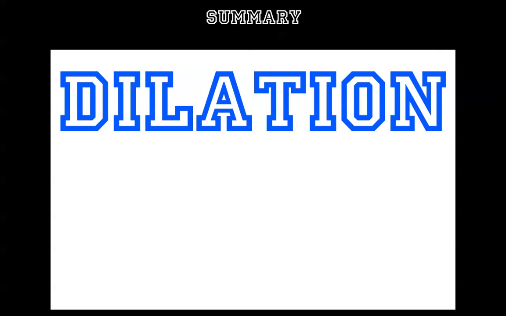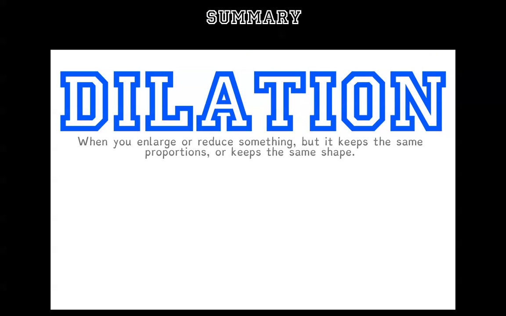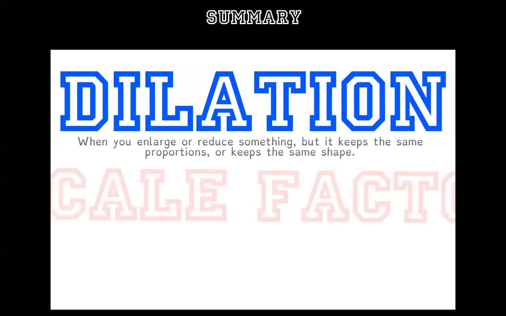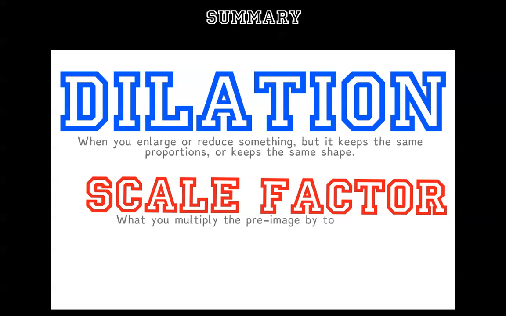All right, let's summarize. What's a dilation? A dilation is when you enlarge or reduce something, but it keeps the same proportions, or in other words, it keeps the same shape, but a different size. The scale factor of a dilation is what you multiply the pre-image by to get the new image. So if it doubles, the scale factor is 2. If it triples, the scale factor is 3. If it's half as big, the scale factor is half.